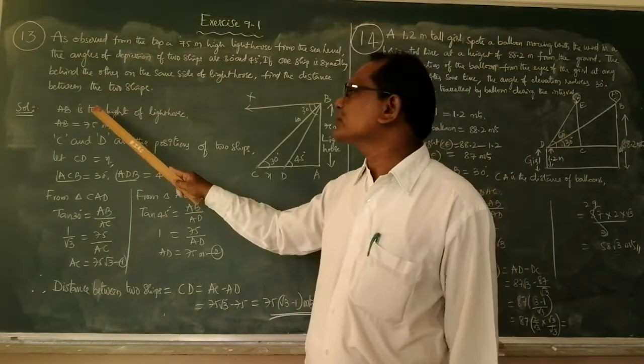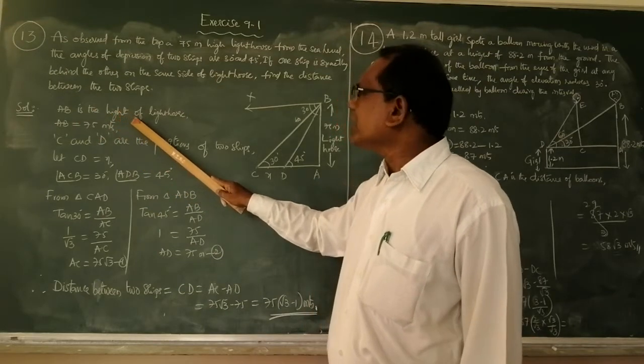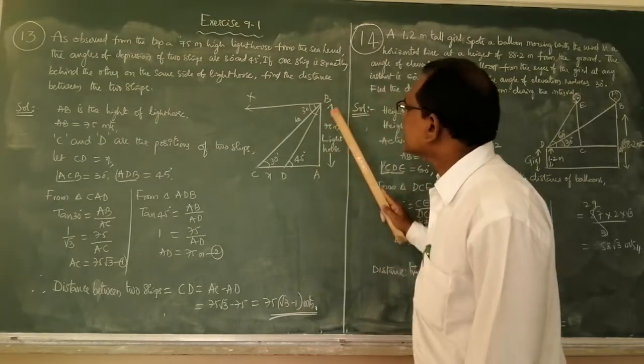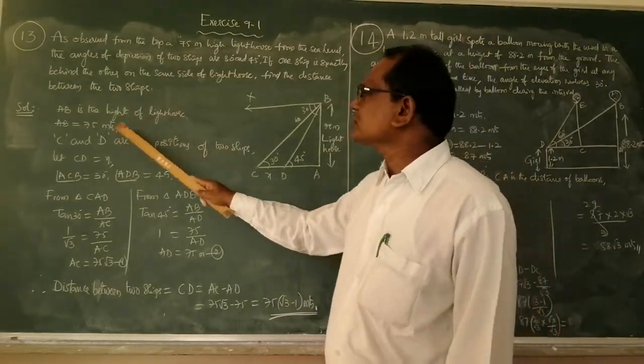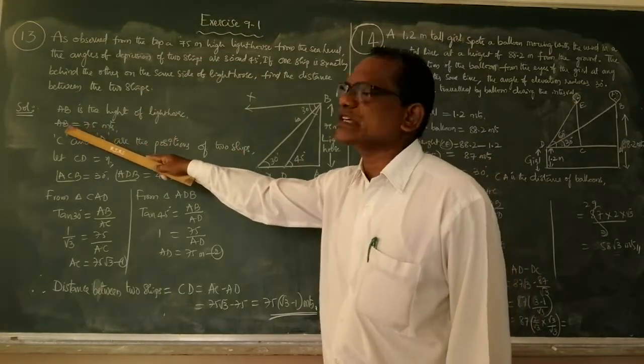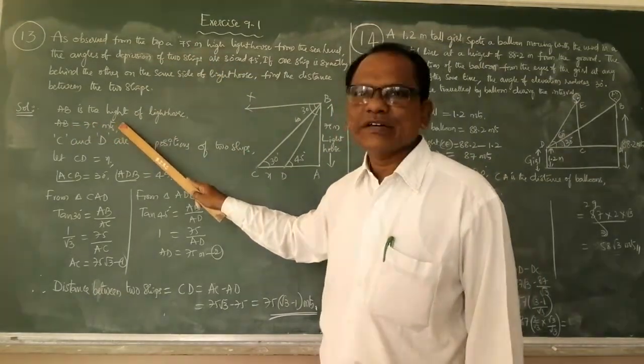So when we come to the solution, AB is the height of the lighthouse. This is A and B, children. AB is the height of the lighthouse, which is given already as 75 meters. That is, AB equals 75 meters.